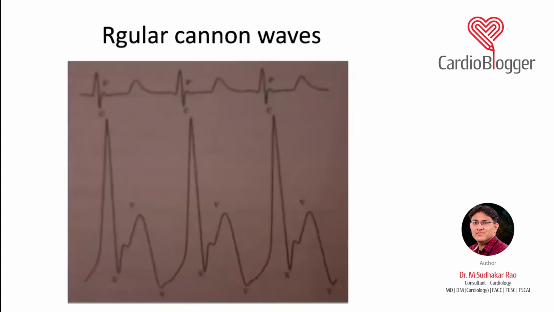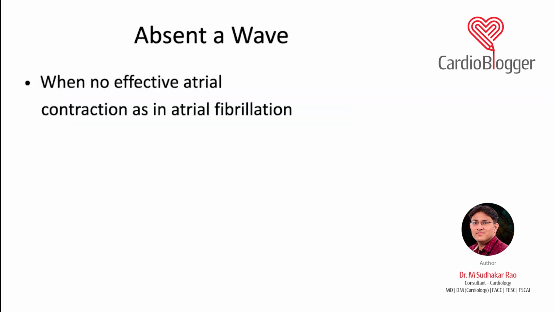See, as I already told you, the last slide showed a diastolic event. Now this is a cannon wave, which is a systolic event. Now coming to the absent A wave, there are many causes of a prominent A wave, but there are not many causes of an absent A wave. In a patient with atrial fibrillation, the A wave is absent.